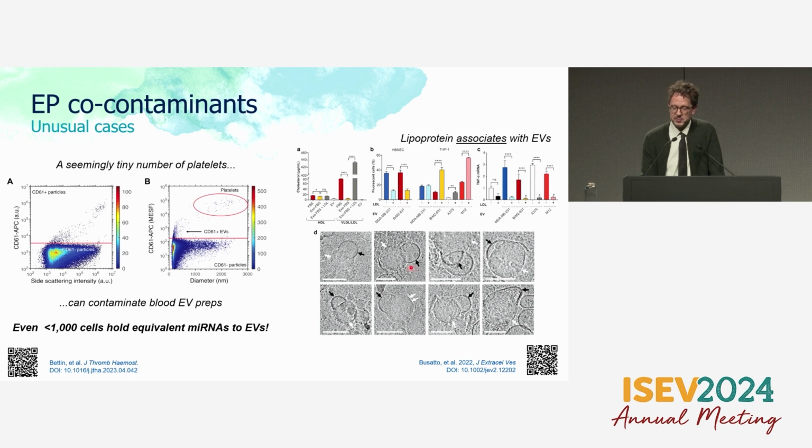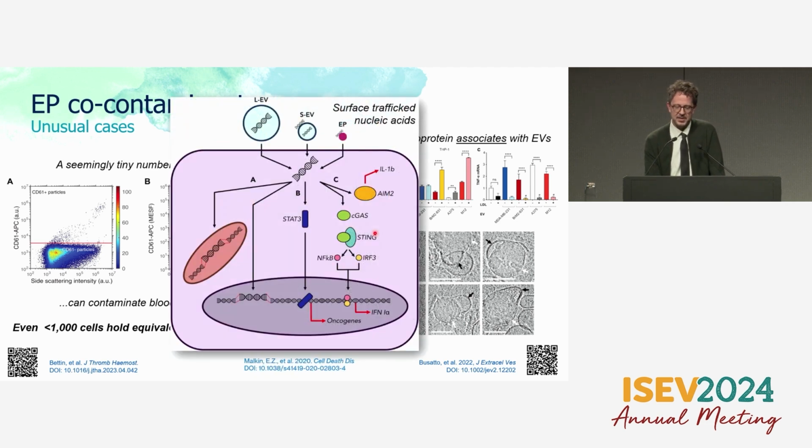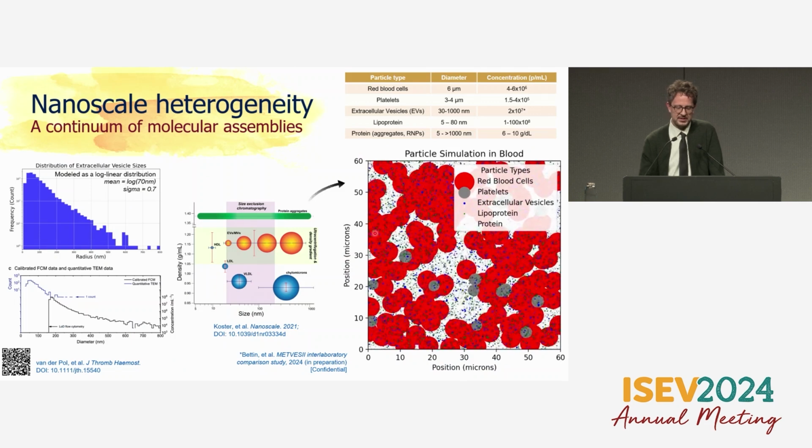Lipoprotein, of course, is shown with imaging to associate with EVs, so I think we even heard today, and certainly it's the way I was thinking about it for many years, that we have to purify EVs away from lipoprotein. Well, they stick, they associate with strong kinetics, so even thinking to isolate them away from each other may be a misnomer. And then, of course, the surface traffic of nucleic acids, as I mentioned before.